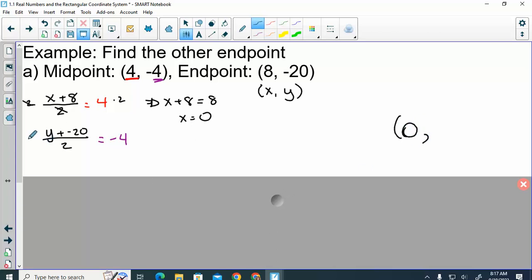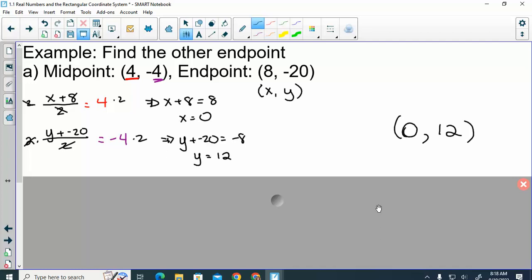To find the y, same thing, multiply by 2. We get y plus negative 20 equals negative 8. Add over the 20. You get positive 12. So the endpoint is 0, 12. Endpoint, sorry. We had the midpoint. We're finding the endpoint.